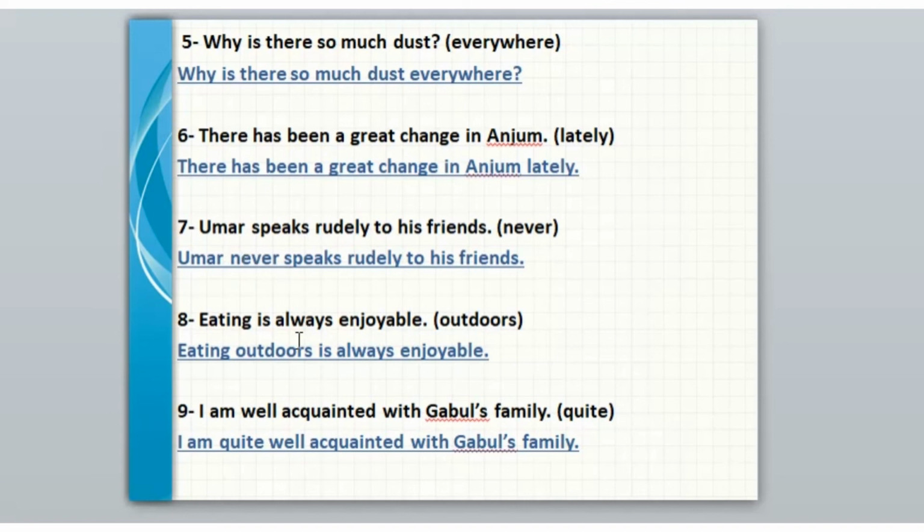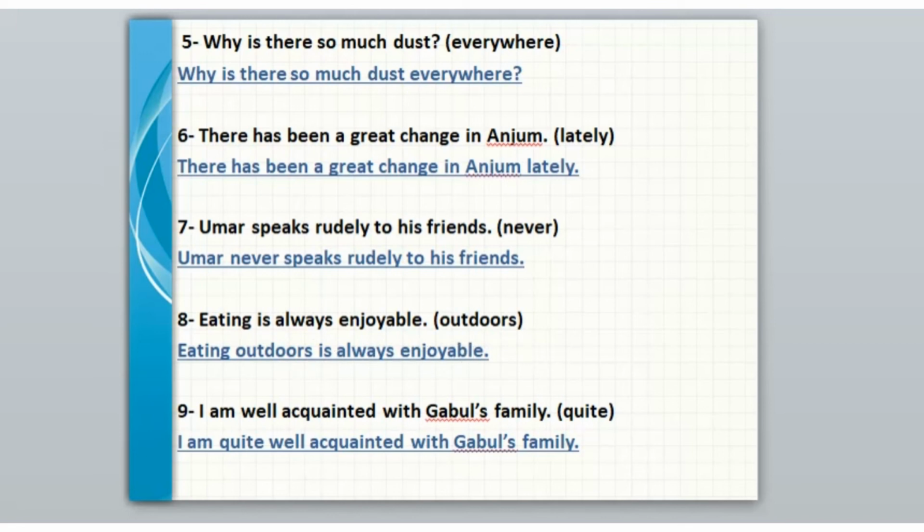Okay. Number 8. Eating is always enjoyable, and bracket says outdoors. Outdoors is the adverb of place. So students, eating can be done where? This adverb should be defining this main verb here, eating. And is is the helping verb. So it should be placed in between the main verb and the auxiliary verb. So it will become, eating outdoors is always enjoyable. Clear? I will repeat. Eating outdoors is always enjoyable.